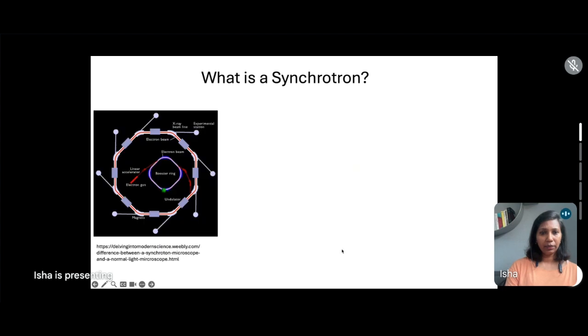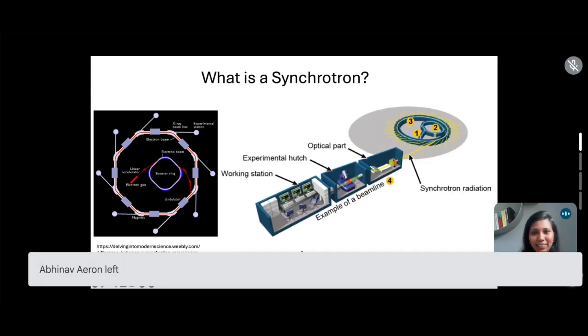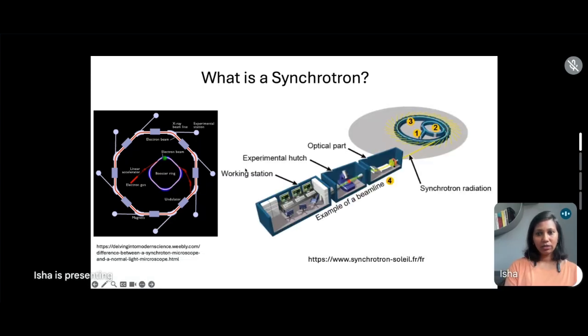We can understand it a little bit better if we look at this animation. So there's an electron gun, there's a linear accelerator, and then it goes into the booster ring, and then the electrons are transferred into the storage ring, and then to these beam lines. These round spots are actually where the beam lines are. A better representation is something like this. So this is what a beam line is.